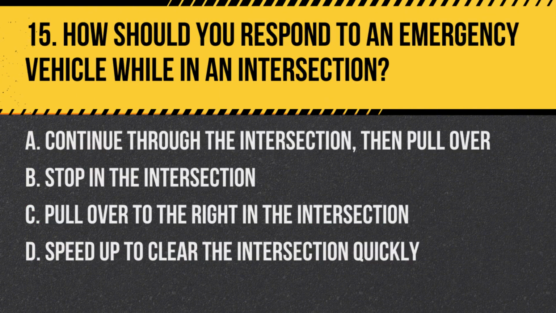Question 15. How should you respond to an emergency vehicle while in an intersection? A. Continue through the intersection, then pull over. B. Stop in the intersection. C. Pull over to the right in the intersection. D. Speed up to clear the intersection quickly. Answer. A. Continue through the intersection, then pull over. This allows the emergency vehicle to pass safely.